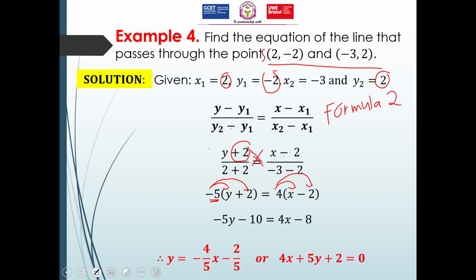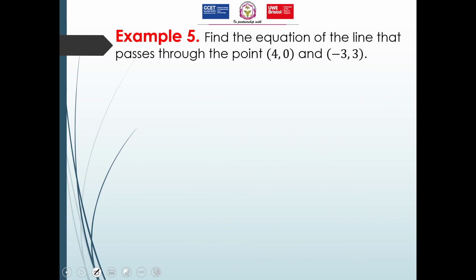So either you put everything on the right except y, or this one where everything is on the left side. So 2 things. Okay, after this you simplify and write them into this form, into y equals mx plus c form, or the ax plus by plus c form. Okay, so let's have another example.